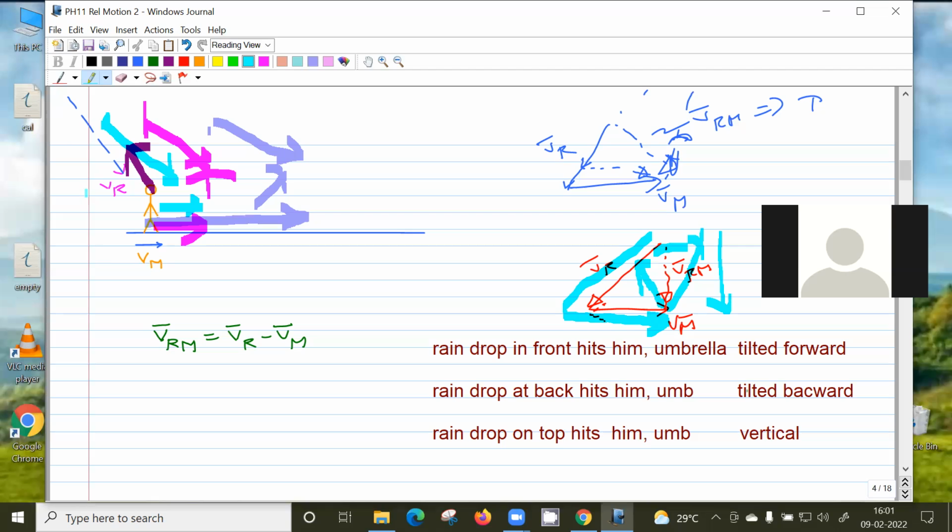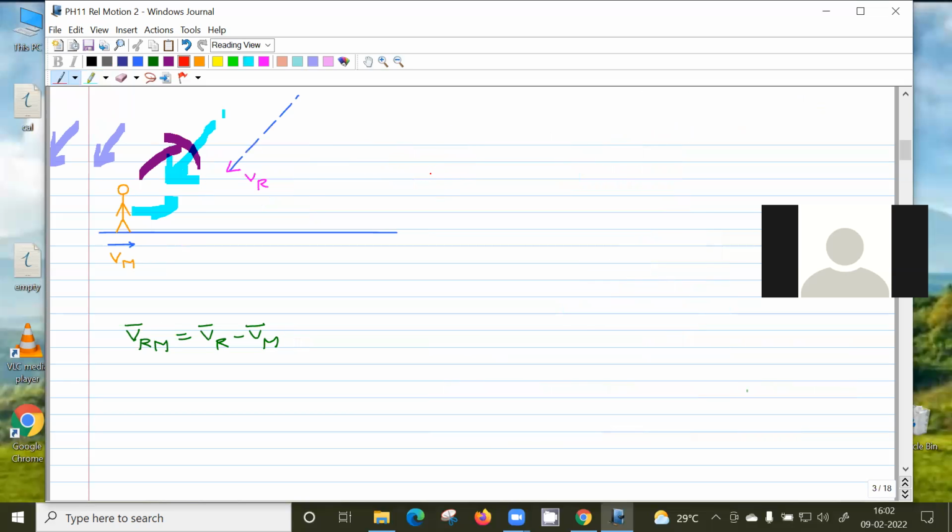So suppose I take this particular direction of the rain. Here the rain is this way, right? VR, and my VM, sir, is this way. So this is VM. This is VR. So minus VM is this way. So VR plus minus VM is this way. So this is the relative velocity VR. Depending on whether VR is more, it's going this way. So here also I'm in three directions.